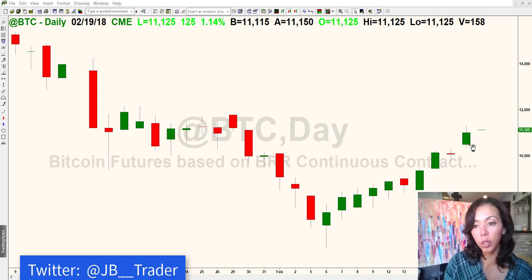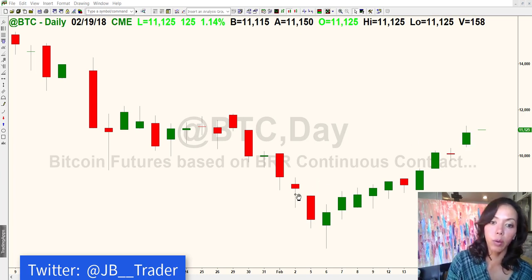Now I know the difference between the opening and the close based upon the color. If it's green, the open is going to be lower than the close. I'm going to say that again, but in a different way. If the body is green, price closed higher than the open.